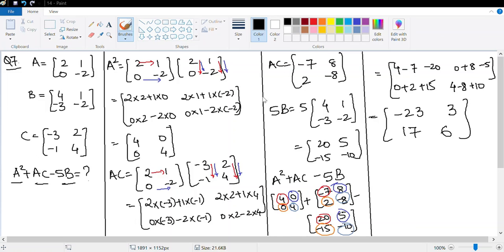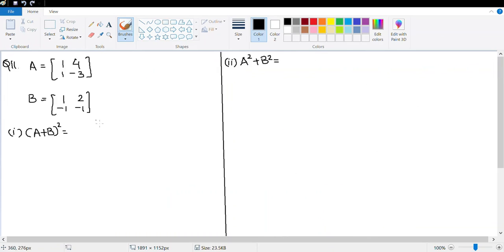The next question that we will solve will be question number 11. Yes, that's question number 11. So let's look at question number 11. Question 11 says A is equal to something, B is equal to another matrix.